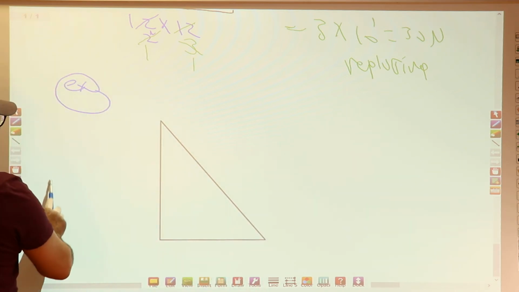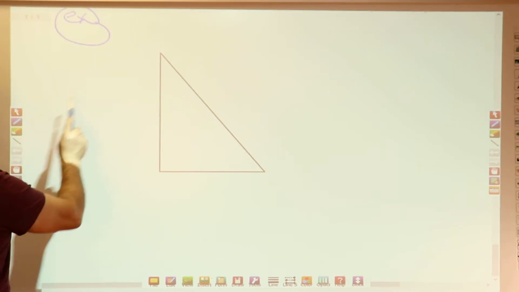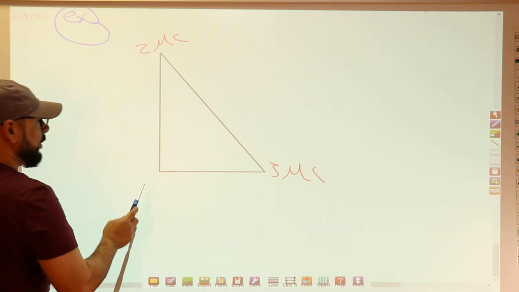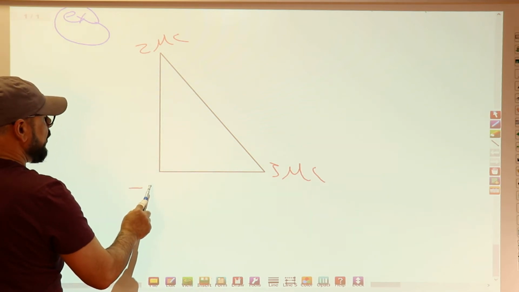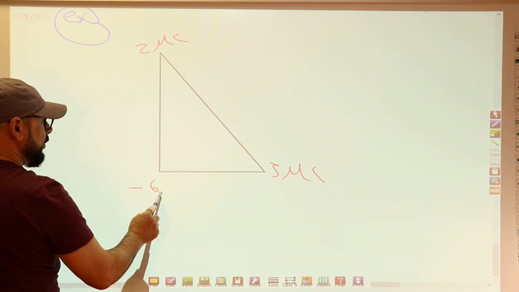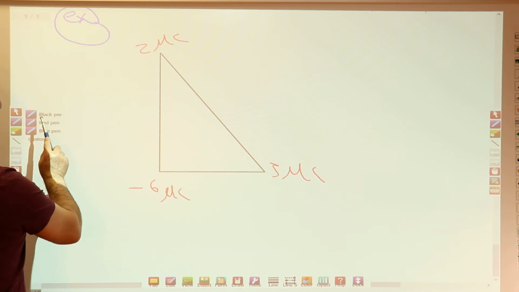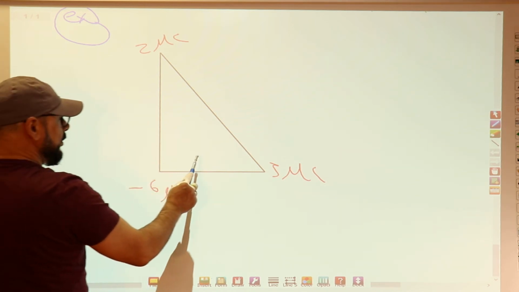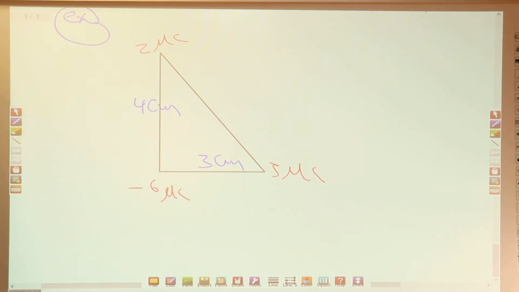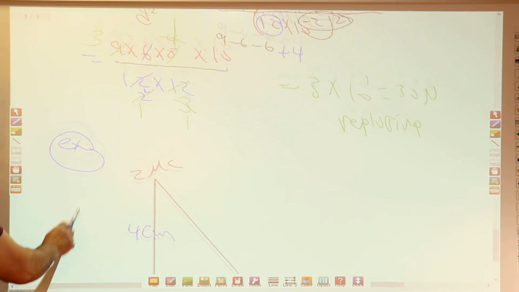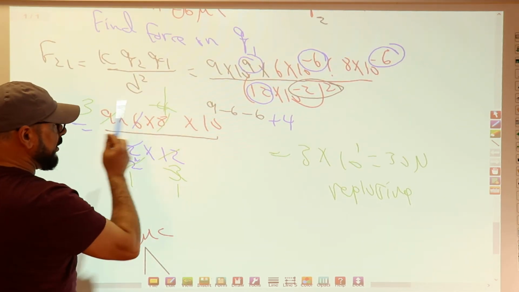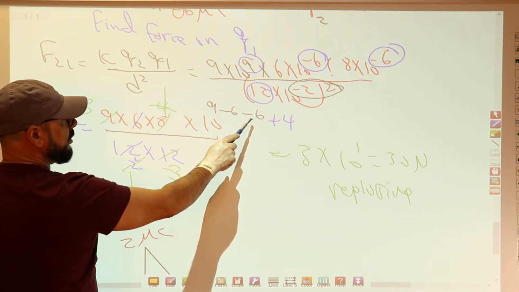Let us take 3 charges. This is 2 microcoulomb, this is 3 microcoulomb, and this is negative 6 microcoulomb. And this side is 3, this is 4 centimeter. 9 minus 6, 3 minus 6, negative 3, 1.